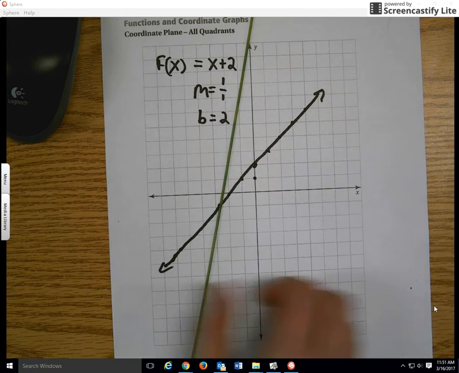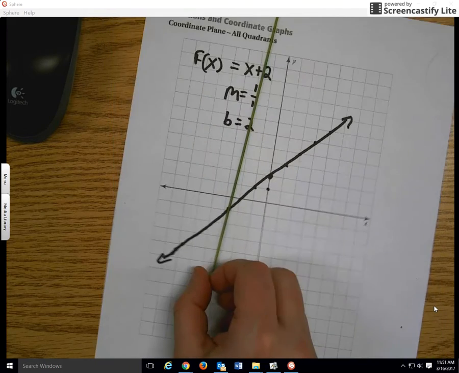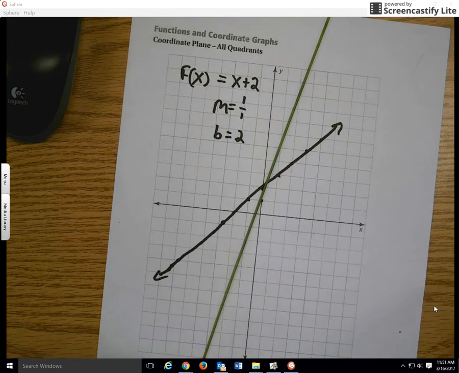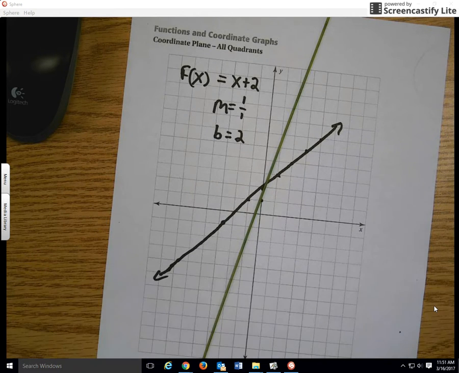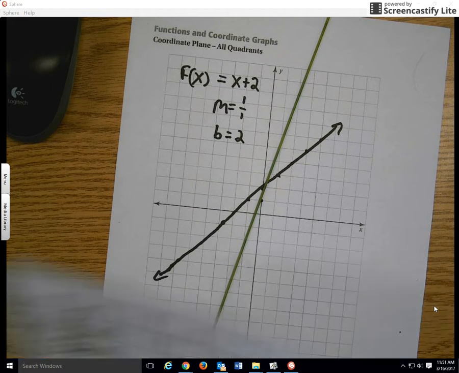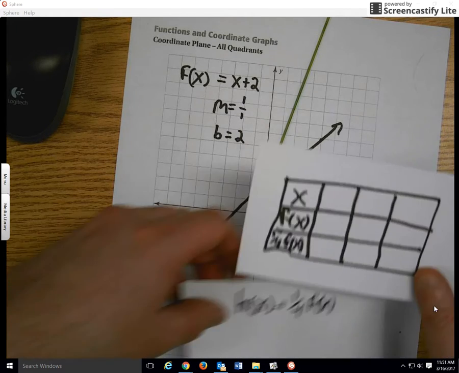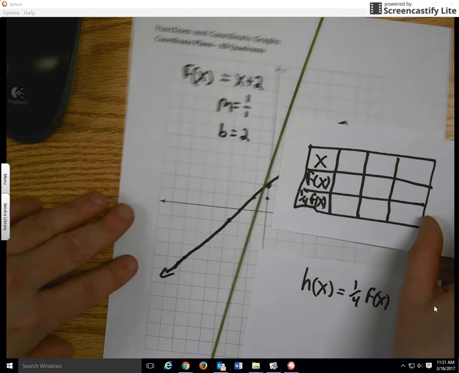And now we're going to do the same thing. We did a horizontal shrinkage because the x was being influenced. The input was being influenced. Now we need to try it with the output. So let's go ahead and give that a shot.